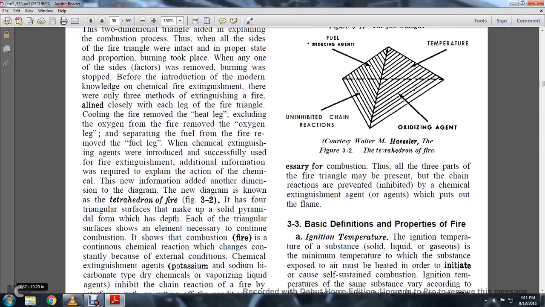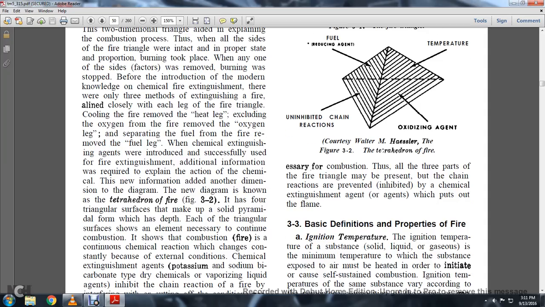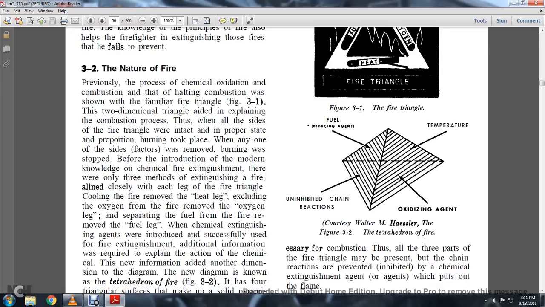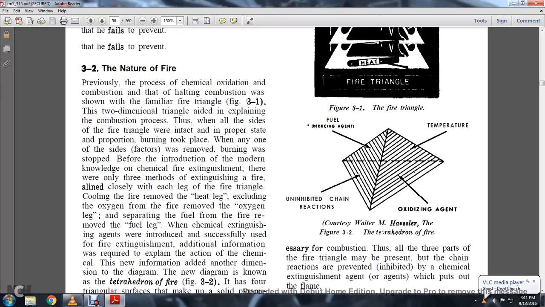It shows that combustion is a continuous chemical reaction, constantly changing because of external conditions. The chemical extinguishing agents, such as potassium and sodium bicarbonate, dry chemicals, and vaporizing liquids, inhibit the chain reaction of the fire and interfere with or cut off the conditions necessary for combustion. Those three parts of the fire triangle may represent the chain reaction prevented by the inhibiting chemical extinguishing agent or agents, which puts out the flame.